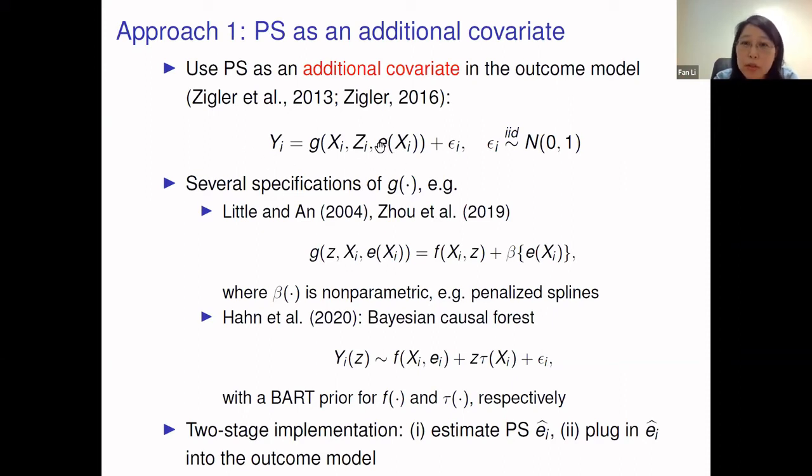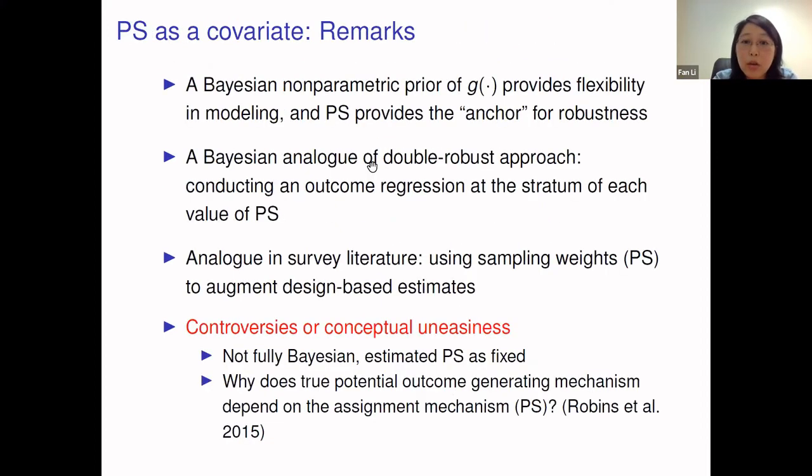This approach is almost like you're doing an outcome model, but conditional on the propensity. In the sense that at each value or each stratum of the propensity, I do an outcome model. So in a sense, this is almost like a double robust approach. You're basically conducting an outcome regression at the stratum of each value of propensity. In other words, it's almost like a continuous version of combining stratification and outcome regression. Again, this is just a heuristic. I'll just give you an idea of what role the propensity score plays here.